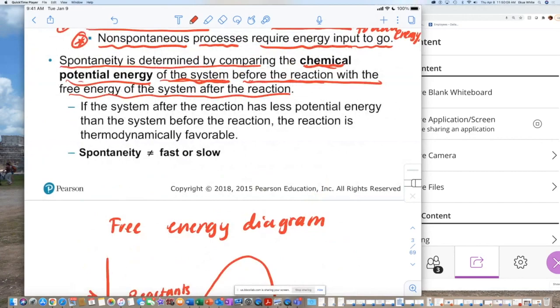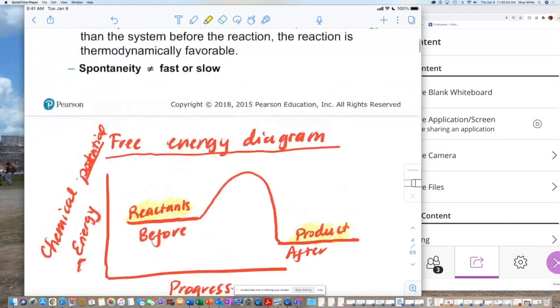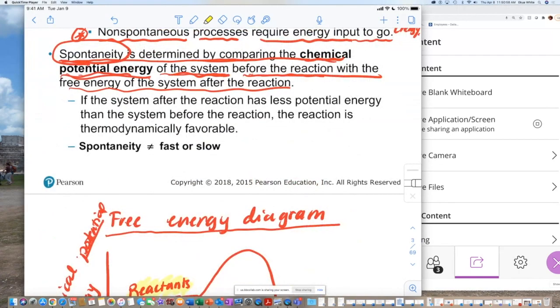Okay, so they mean when you have this graph, the free energy diagram, you can determine spontaneity by comparing the chemical potential energy. So sometimes the energy here is called the chemical potential energy. Remember, potential energy is the energy inside an object, the energy that's stored inside the object, right? And so sometimes scientists lazily just call it energy, or they can be more specific and call it potential energy. So the chemical potential energy is the energy inside the chemical. So if you compare the amount before, or the reactants, with the amount after, you can figure out if that reaction, that change or transformation, is spontaneous. That's what they're saying here.